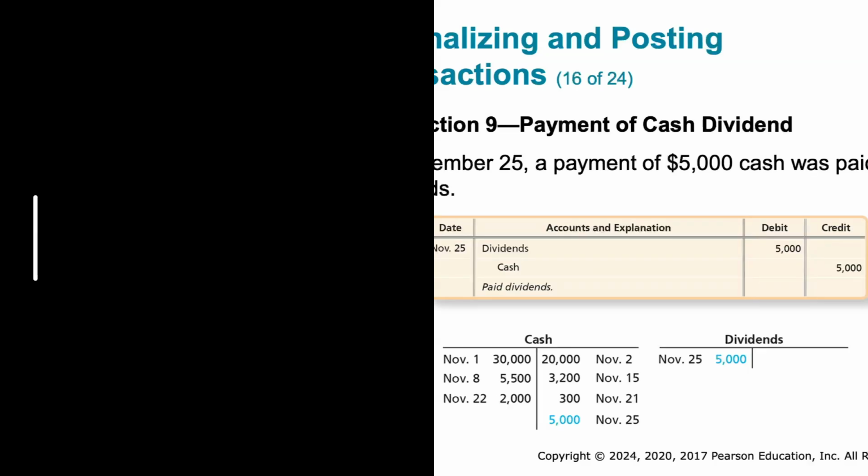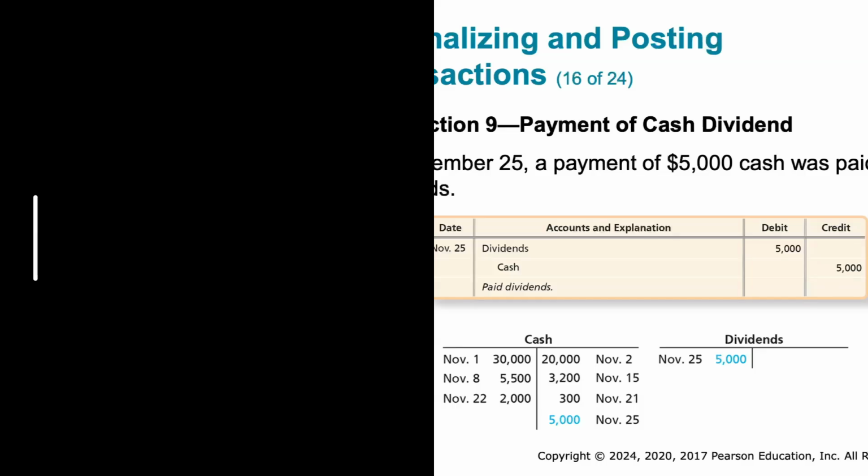Transaction number 9, payment of cash dividend. On November 25th, a payment of $5,000 cash was paid for dividends. So dividends are equity, and they go up through debit. So as we pay more dividends, we have to debit that account. So dividends went up by $5,000, so we debit dividends by 5,000. Cash is what we paid those dividends with. Those are the two accounts in this transaction, and cash went down by credit. Cash went down by 5,000, and that's a credit.